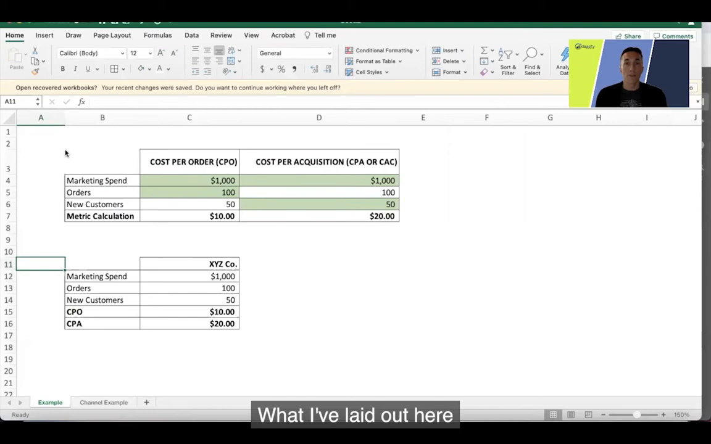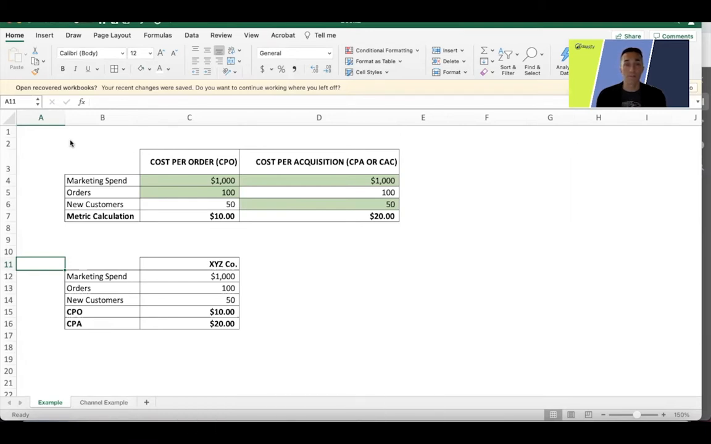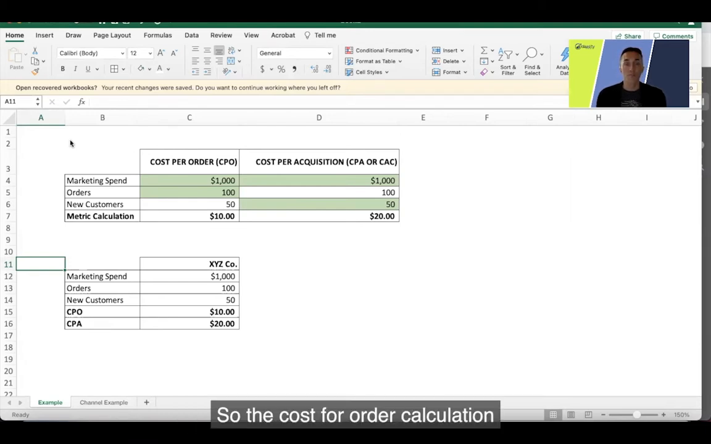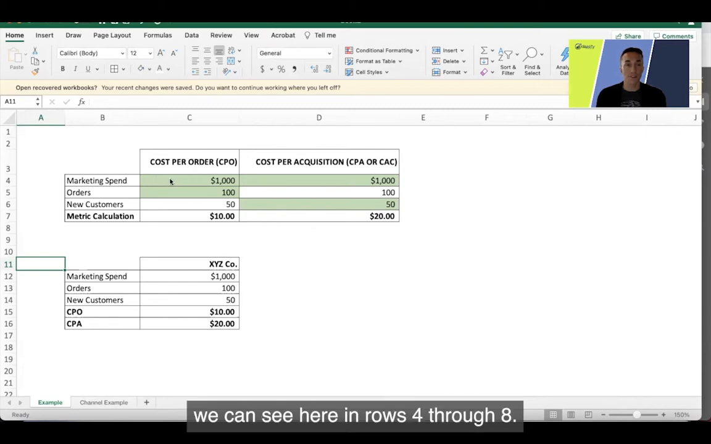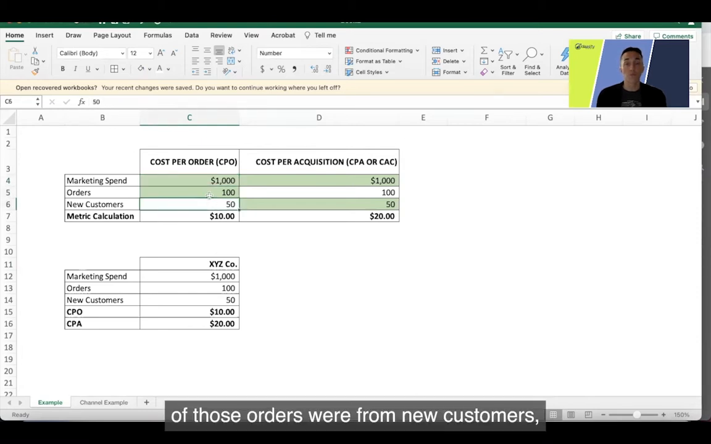What I've laid out here are the marketing metrics for a single company. What you have in column C and column D are essentially the same numbers for a single company. Let's say that this is XYZ Co, and these are the metrics that they have for the last month. So the cost per order calculation, you can see here in rows 4 through 8. So they spent $1,000 in marketing spend for the month. They received 100 new orders. 50 of those orders were from new customers, so they have a 50% new customer rate.